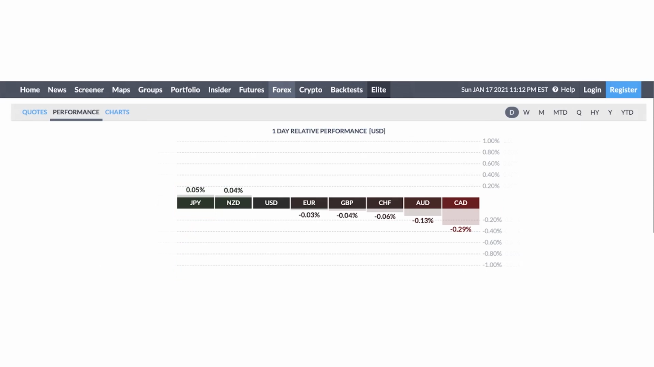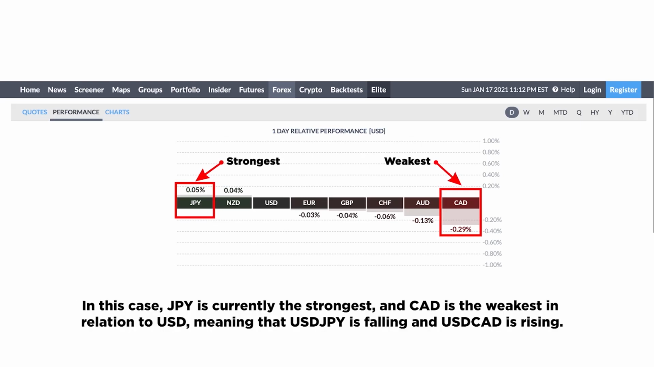And one thing to note about this relative performance graph is that the extreme left shows the strongest currency and the extreme right shows the weakest currency. In this case, yen is currently the strongest and CAD is the weakest in relation to dollar, meaning that dollar yen is falling and dollar CAD is rising.